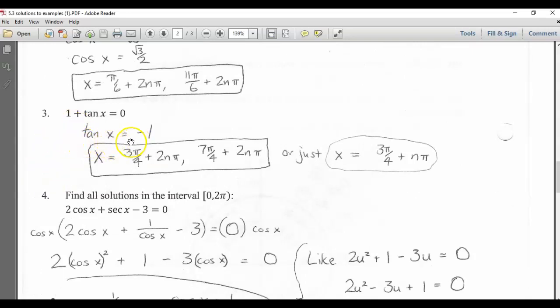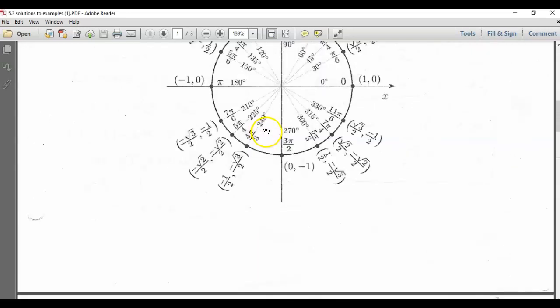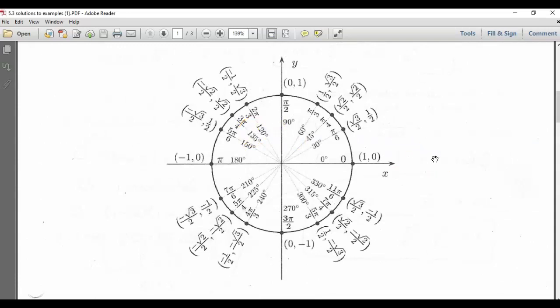To find where the tangent of x equals -1, remember the tangent is the sine over the cosine, or the y over the x. If we're looking for where y over x equals -1, that means the y and the x have to be the same absolute value, but one's positive and one's negative. Where does that happen? Well, right here at 3 pi over 4, and also down here at 7 pi over 4. Tangent is negative in quadrants 2 and 4.